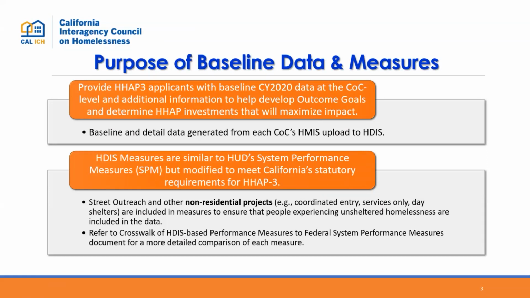The outcome goal performance measures are similar to HUD system performance measures, or SPM, but there are several differences to meet California's statutory requirements. A key difference is that the outcome goal measures include people who were served only by non-residential projects while they were experiencing homelessness, to ensure that people experiencing unsheltered homelessness are included in the data. Non-residential projects include street outreach, coordinated entry, day shelters, as well as other services-only projects. This will allow applicants to set appropriate outcome goals that address the full scope of homelessness in the CoC.